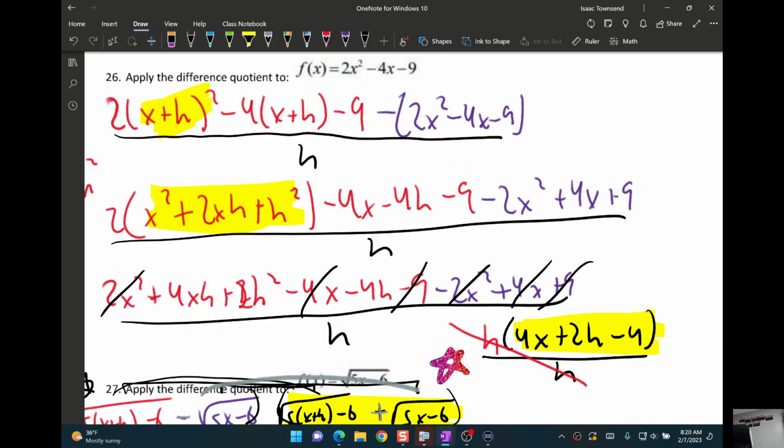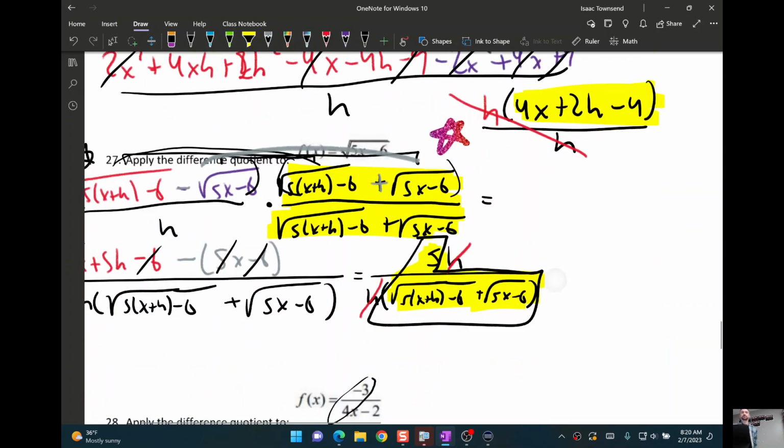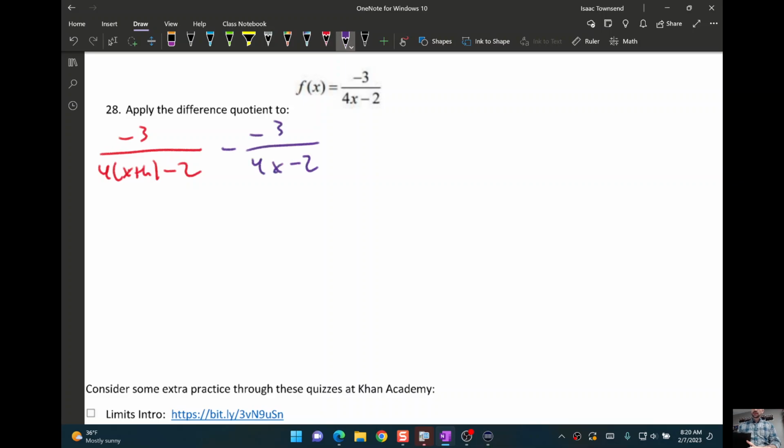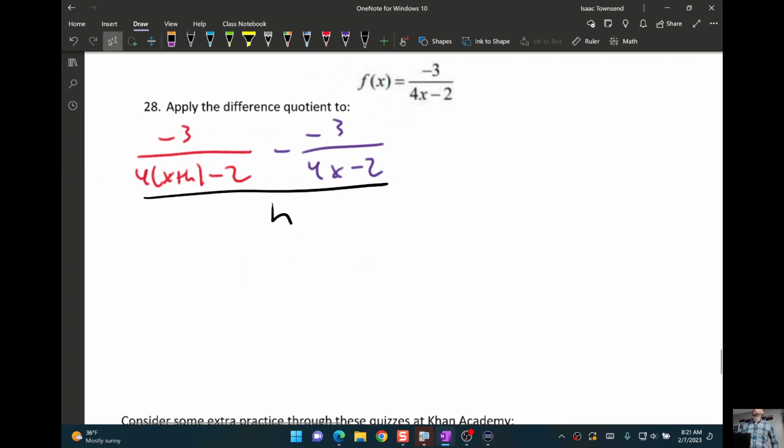Would you mind doing number 28 as well? Sure. Okay, so I'm still going to plug in x plus h the first time. I'm still going to subtract the function the next time. And put it all over h, because that's what the difference quotient tells me to do.